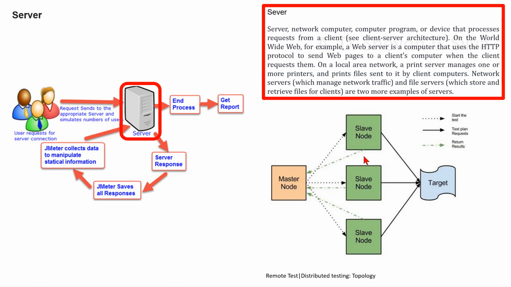JMeter RMI requires a connection from the client to the server. The default port is 1099, and a reverse connection is needed in order to return results from the server to the client. This will use a high-numbered port controlled by the JMeter property client.rmi.localport.